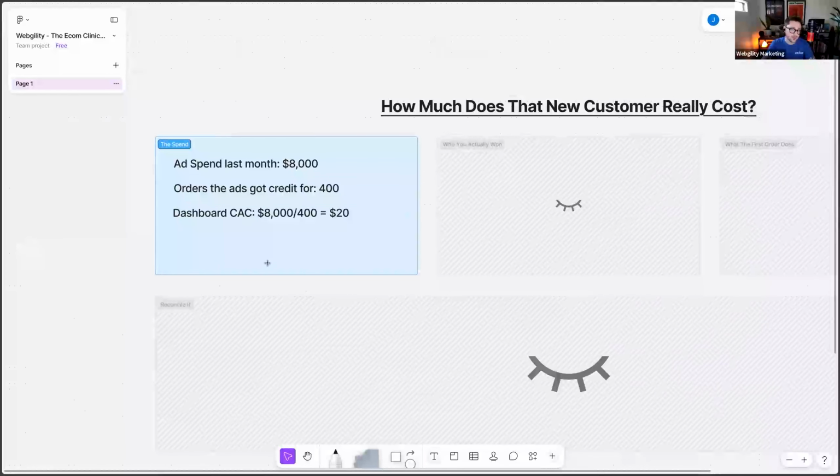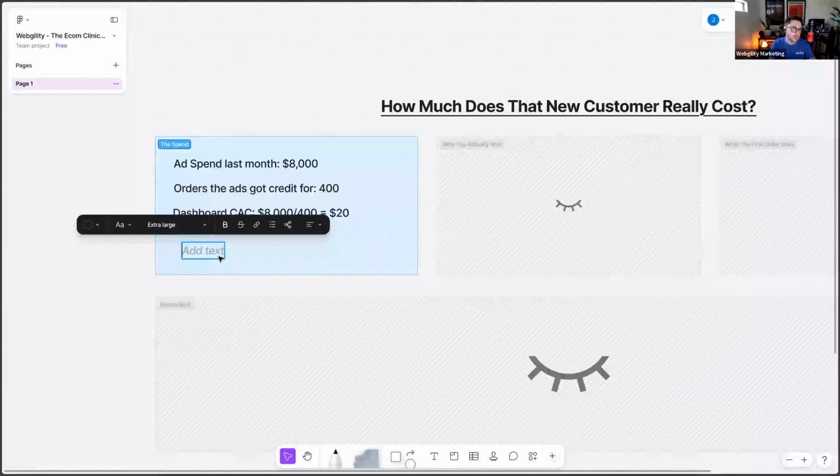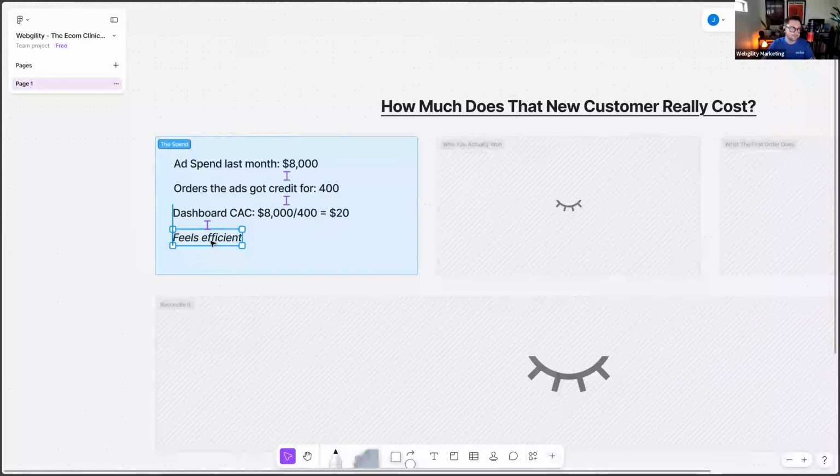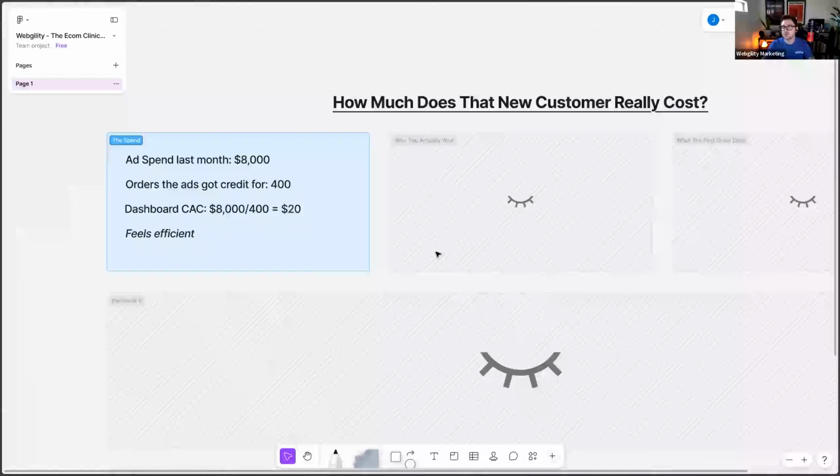And that feels efficient. I'm just going to mark that here. It feels efficient. $20 is not a bad number. It looks right. It looks nice. It looks even. Pretty simple. But the one thing that is not being considered here is that the 400 orders you're giving credit to your ads for includes all orders, not just the new orders that came in from the ads specifically.